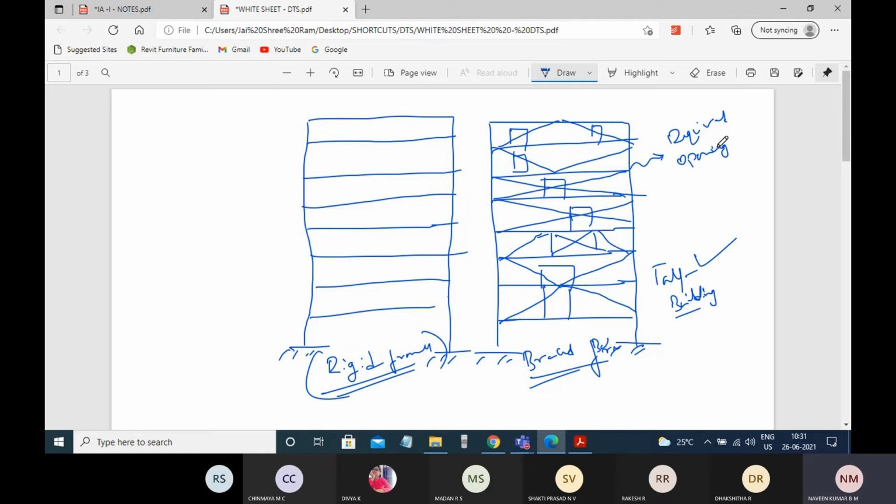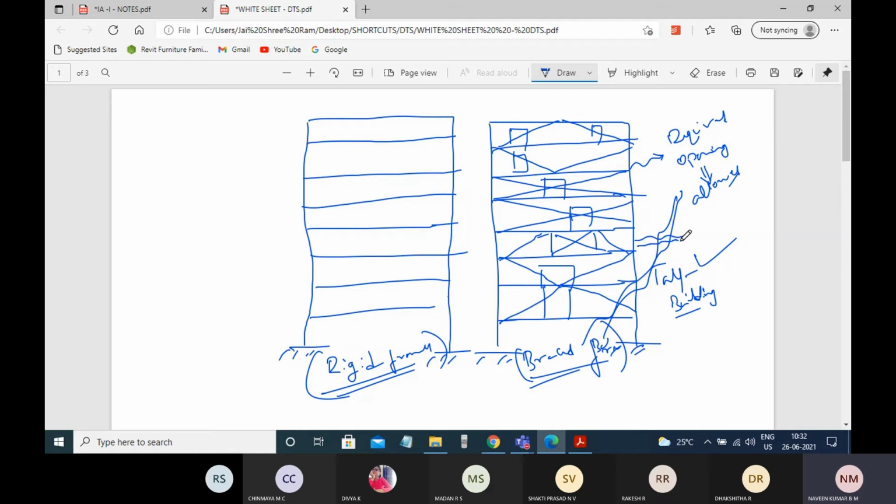Okay, so huge windows you need to provide, so that is not allowed in case of braced frames. Okay, because these bracings will be obstruction for these openings. So the required openings cannot be allowed in case of braced structure. So in that case, so you cannot compromise sometimes.